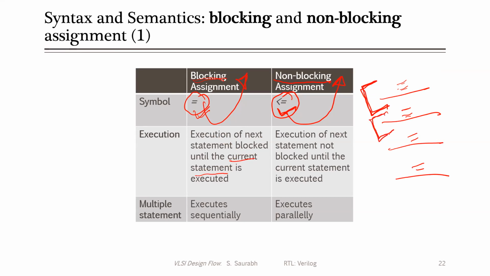Once this one is executed, then it goes to the next statement, and whenever that is executed, then the third one, right? So execution of the next statement is blocked until the current statement is executed. This is how the blocking assignment works. It is similar to traditional programming languages like C or C++, Python, or whatever you might have studied.